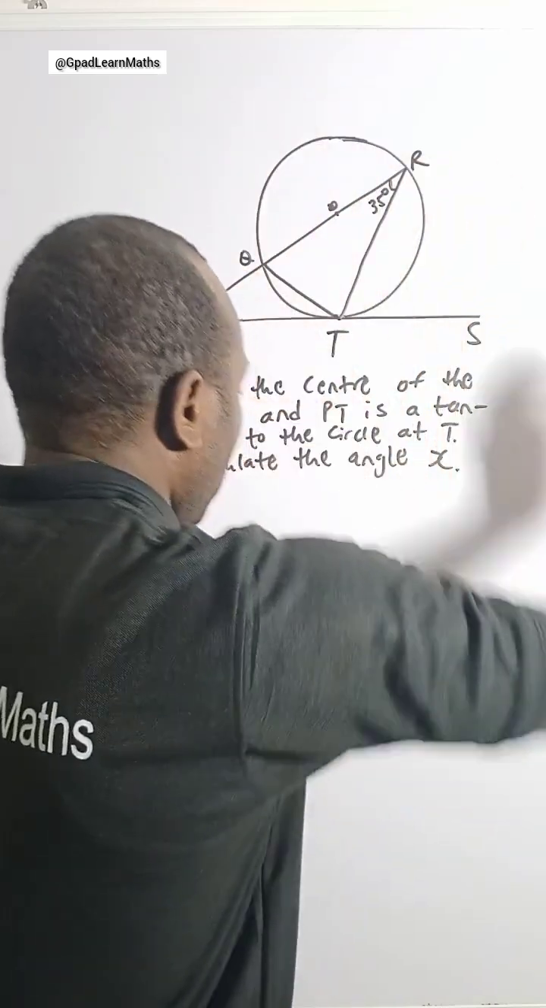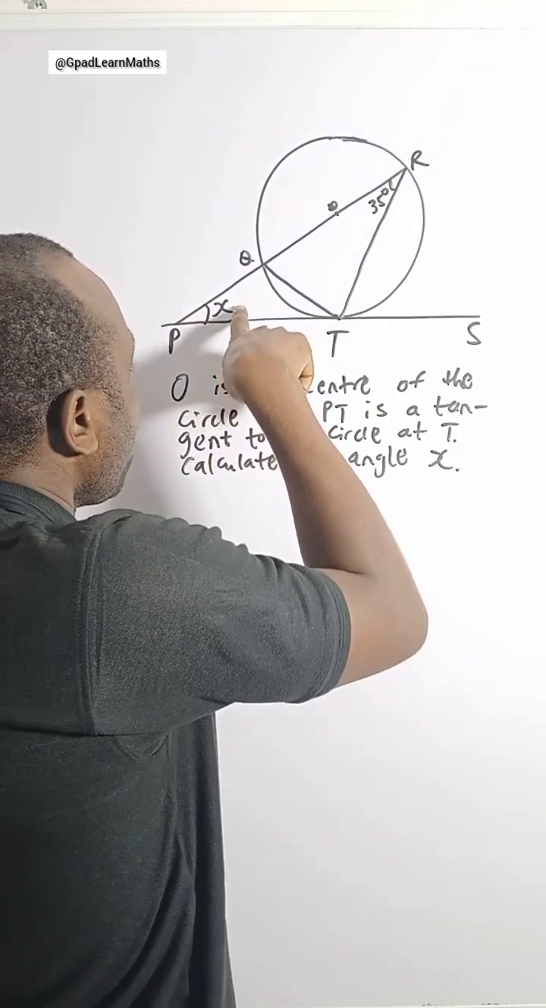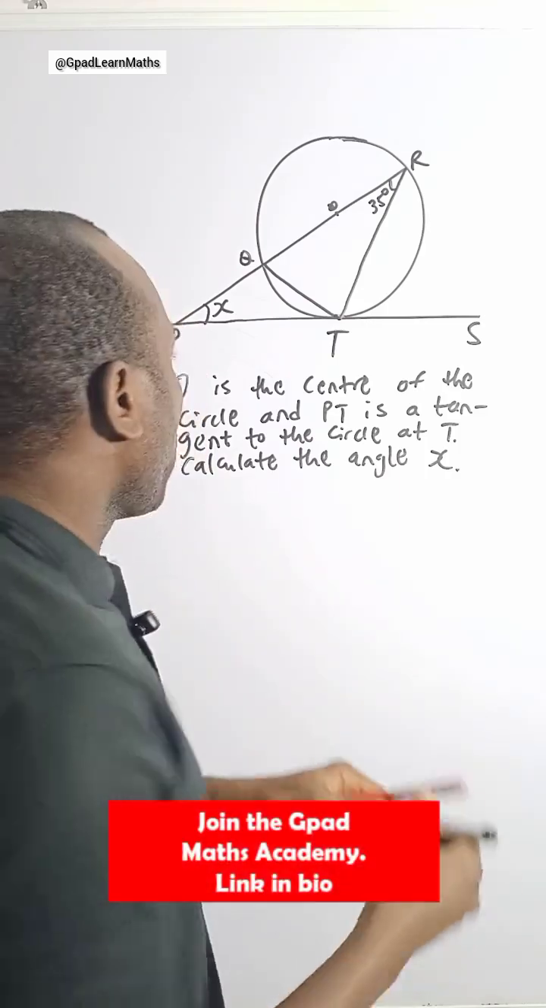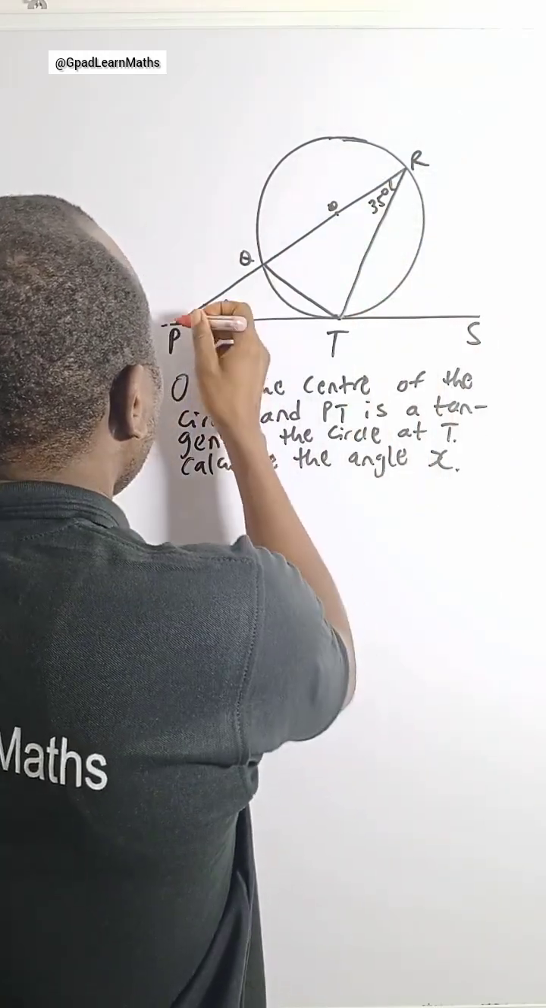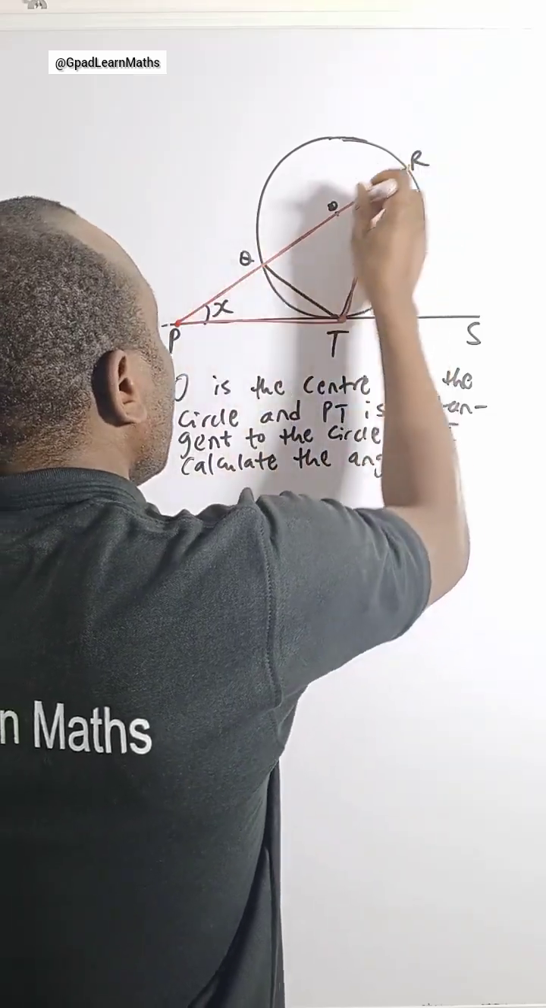This question says we should calculate the angle x. Where is it? It is right here. I can see a big triangle that can help us to get angle x. Where is the triangle? PTR. Let me join it for you, from P to T to R. This is a triangle. Can you see?